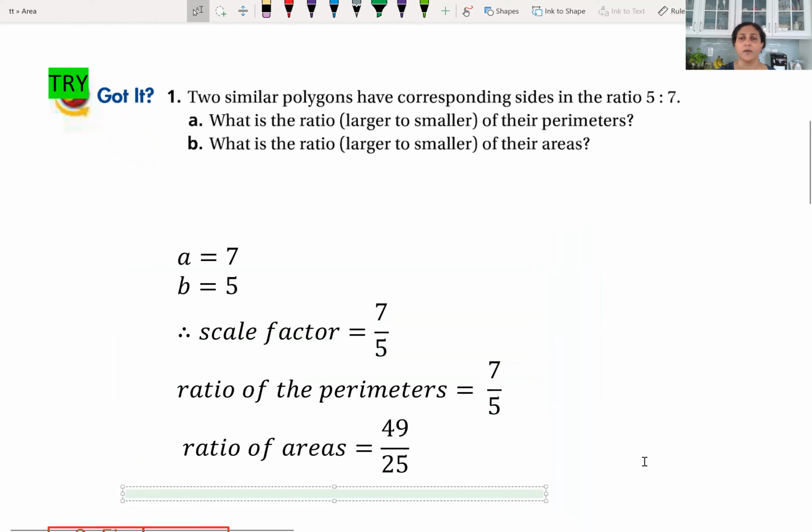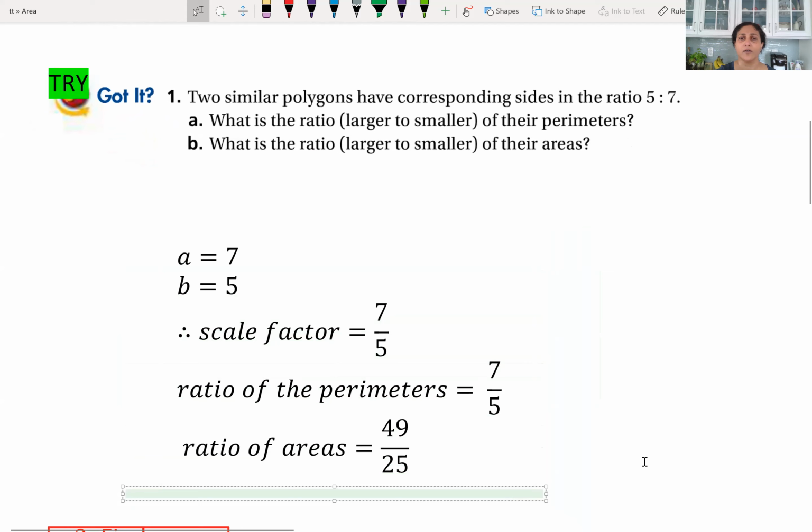Okay, so the next thing is, what is the relationship of the perimeter and area in similar figures? So it says that if the scale factor of two figures is A over B, then the perimeter is also going to be in the ratio of A over B, and the ratio of the areas is going to be A squared over B squared. And for some reason, there seem to be no fractions over here, but these are fractions.